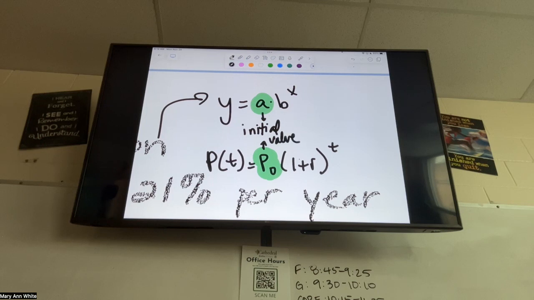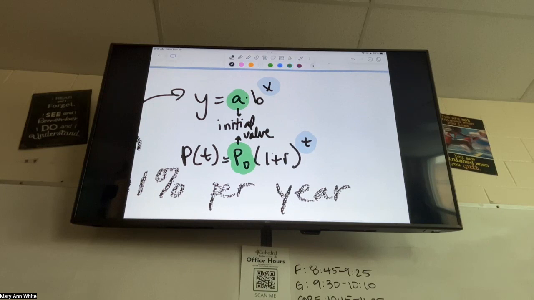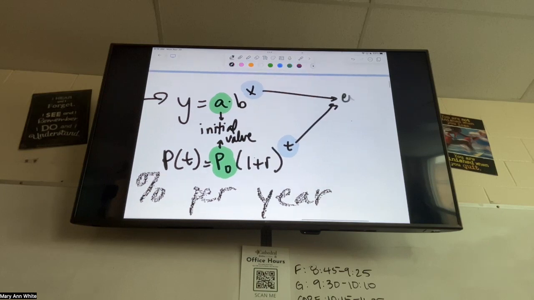My x and my t are just my x variables, or your variables as we go, and t is in reference to time. So these are our exponents, and in this case, all of the ones that we're worried about are in time. So exponent is equal to time. It could be years, it could be days, it could be minutes, whatever they tell you the time is, we're just going to use that as t.